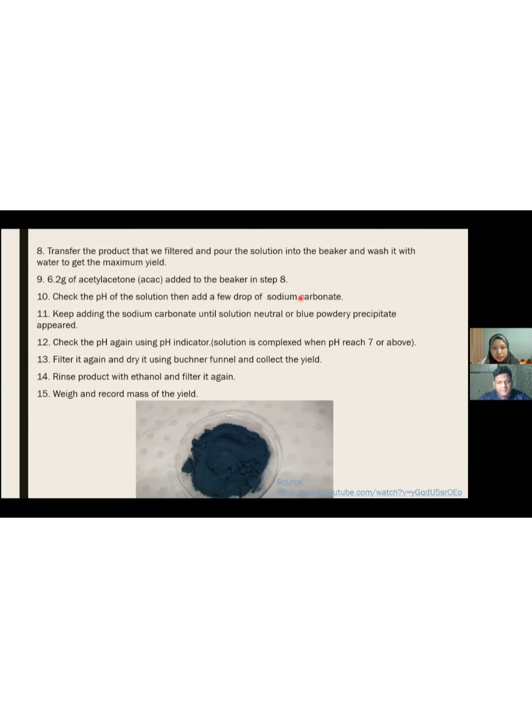When we add that, we will see bubbles form because of the reaction. Keep adding the sodium carbonate until the solution is neutral or a blue powdery precipitate appears. Check the pH again using the pH indicator. The solution is complete when the pH reaches 7 or above. Filter it again and dry it using the Buchner funnel and collect the yield. Rinse the product with ethanol and filter it again. The last step is to wait and record the mass of the yield.